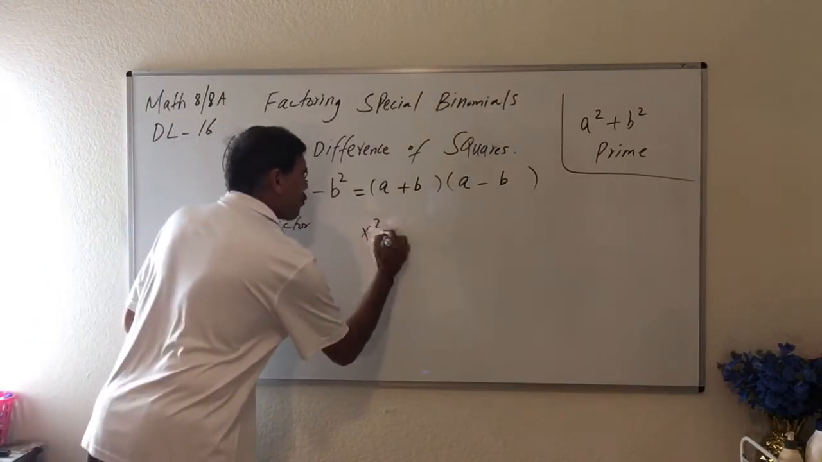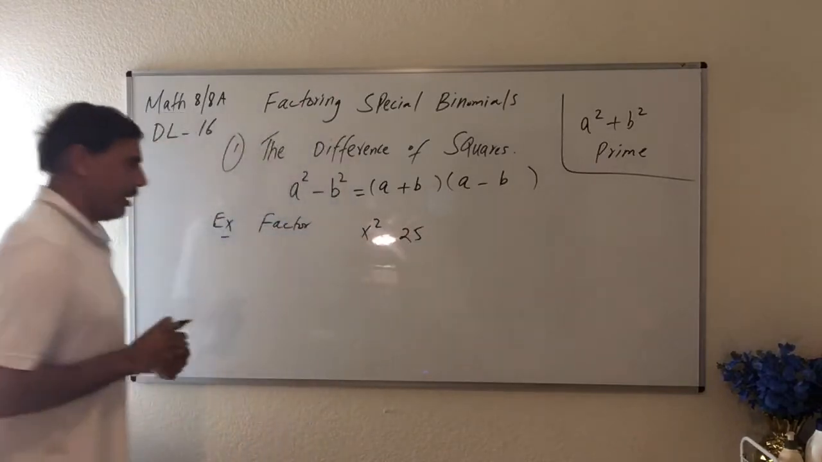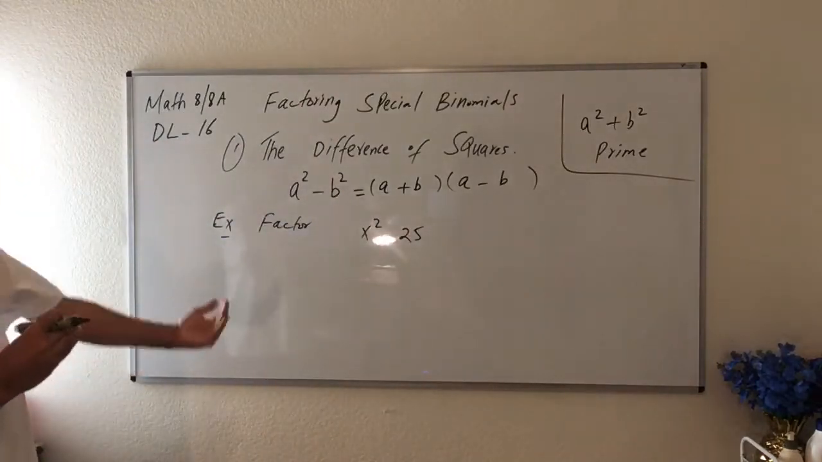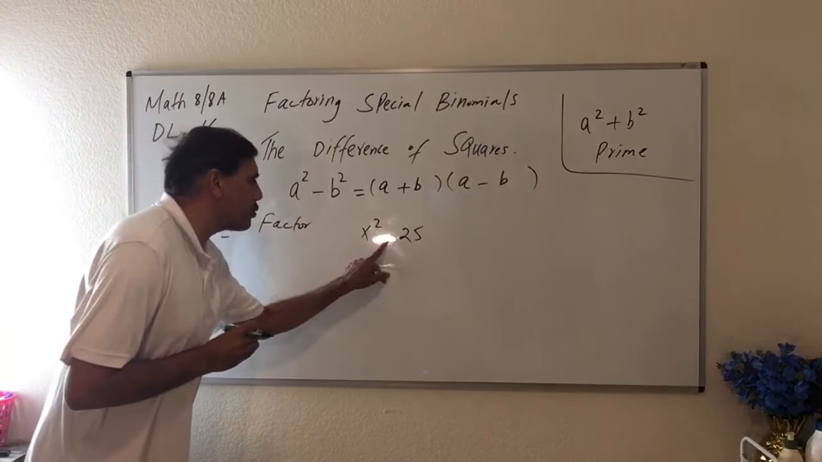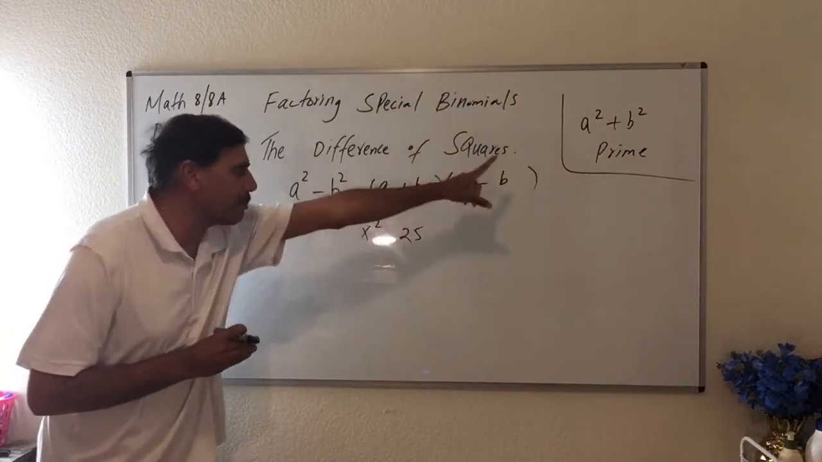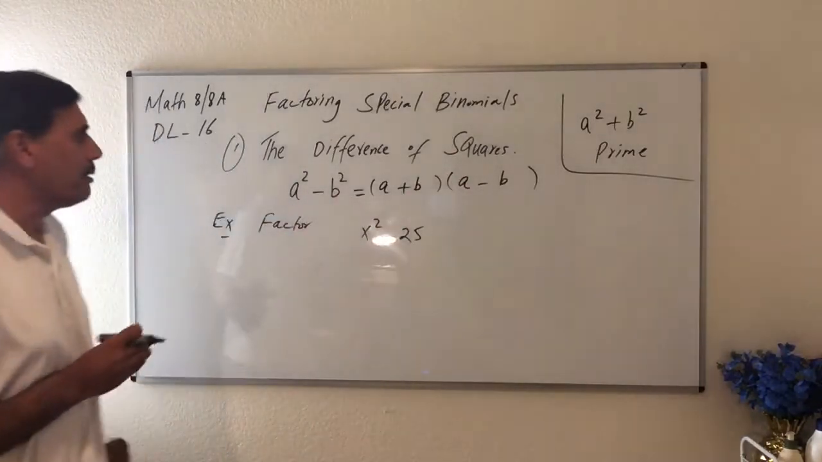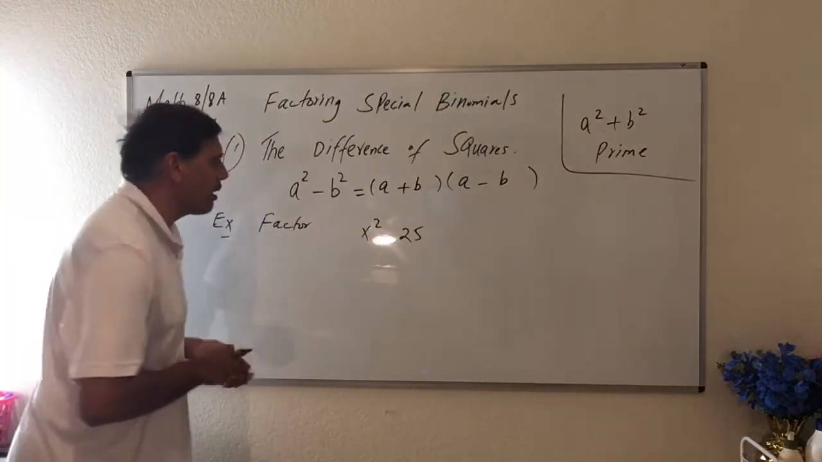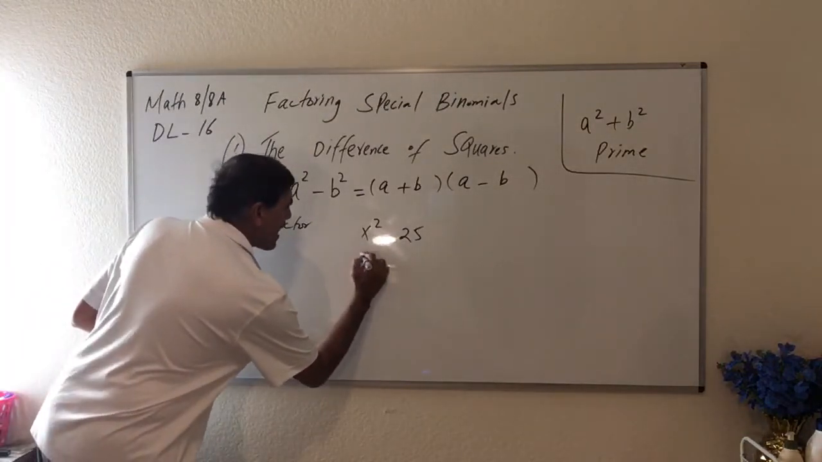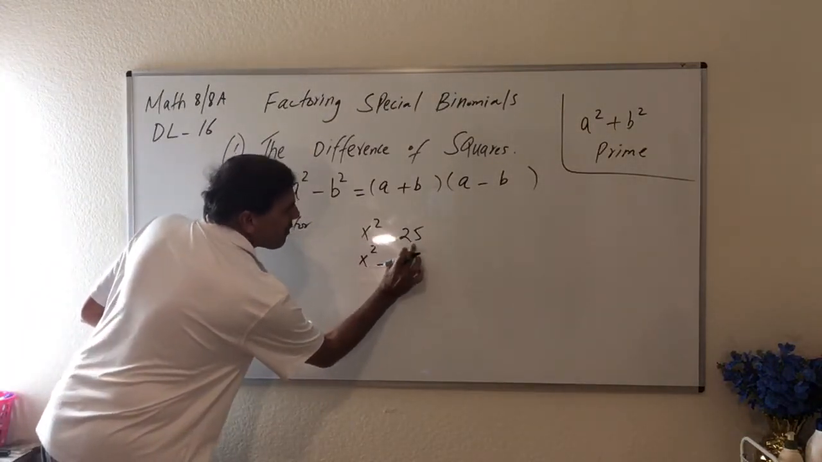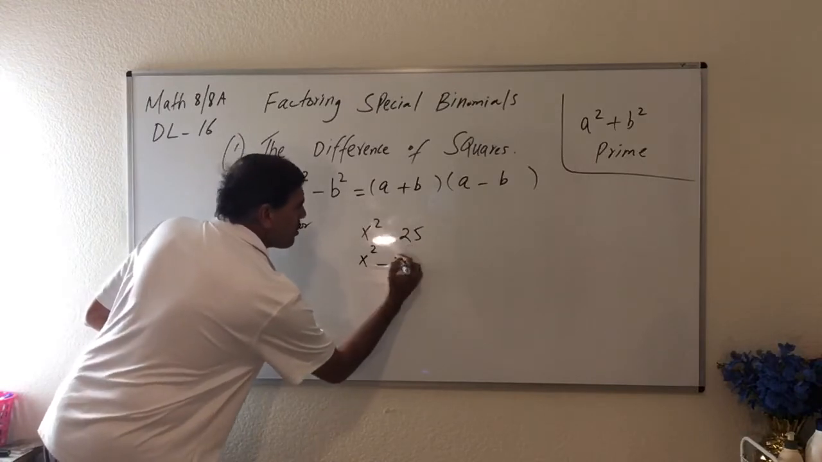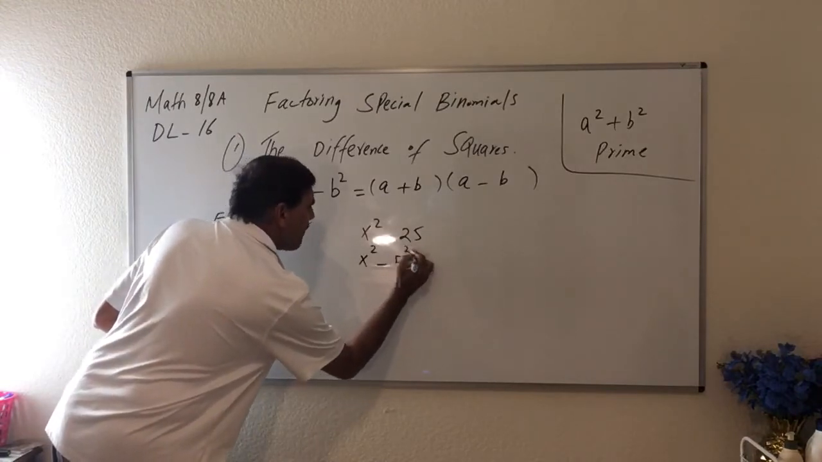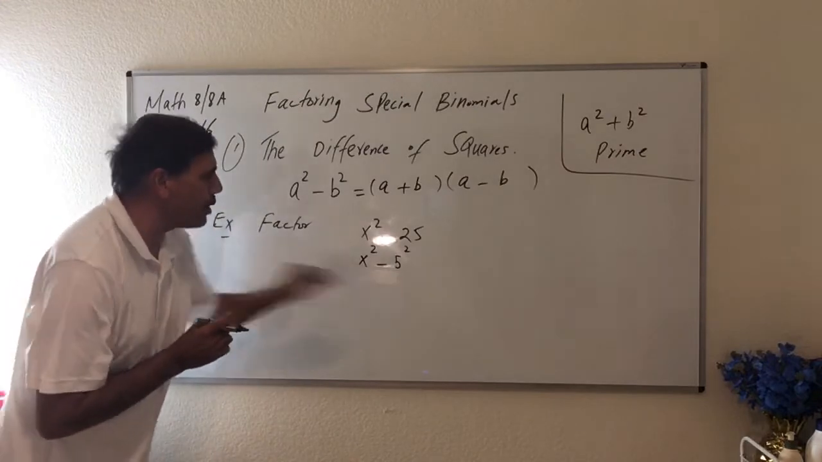Factor x squared minus 25. It is a binomial. The first thing to look for is that it must be minus here. If it's a plus here, that is prime, so you cannot factor the sum. So write this as a perfect square. 25 is a perfect square. What is the base? The square root of 25 is 5. So look, it's a squared minus b squared.